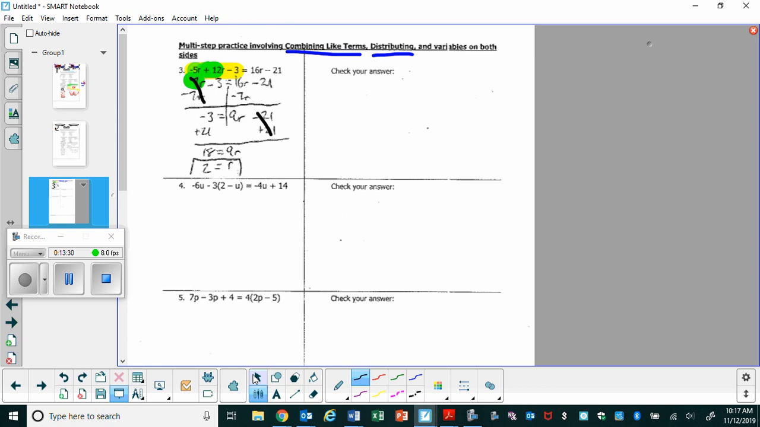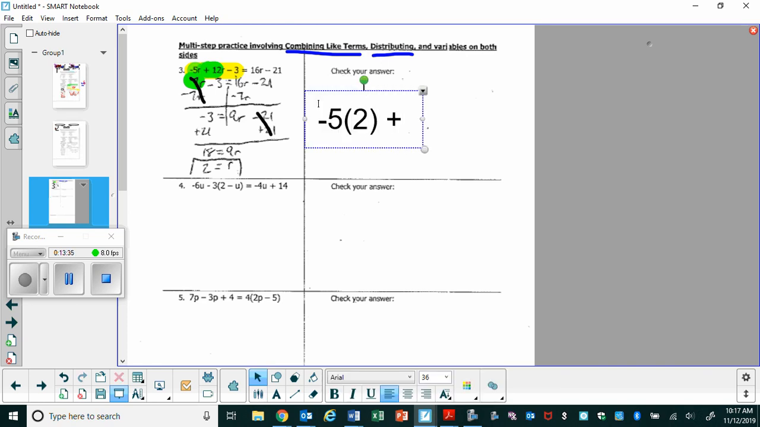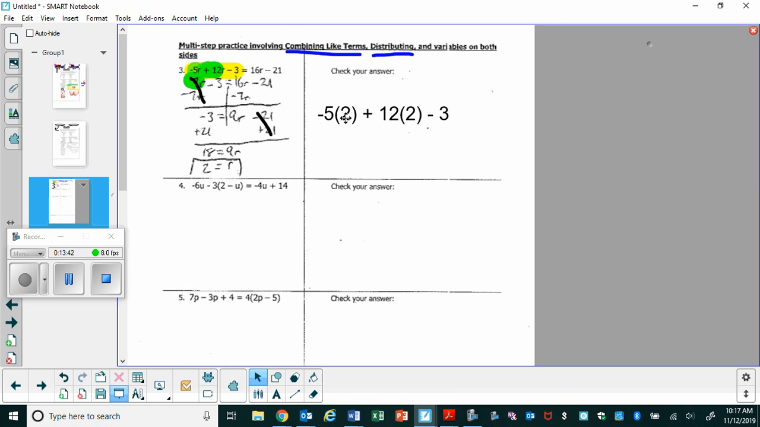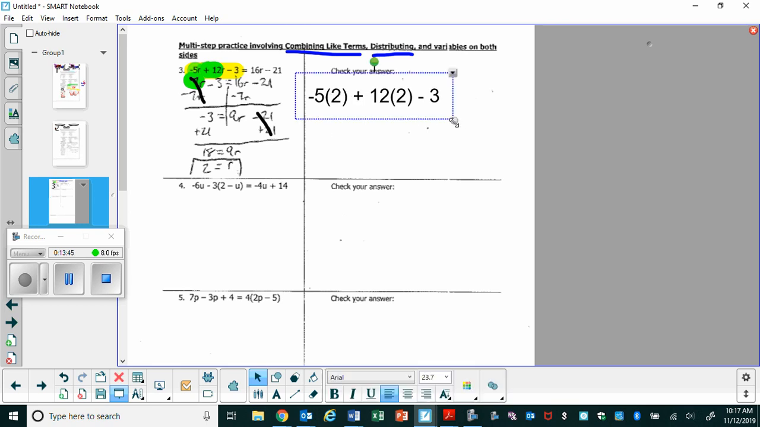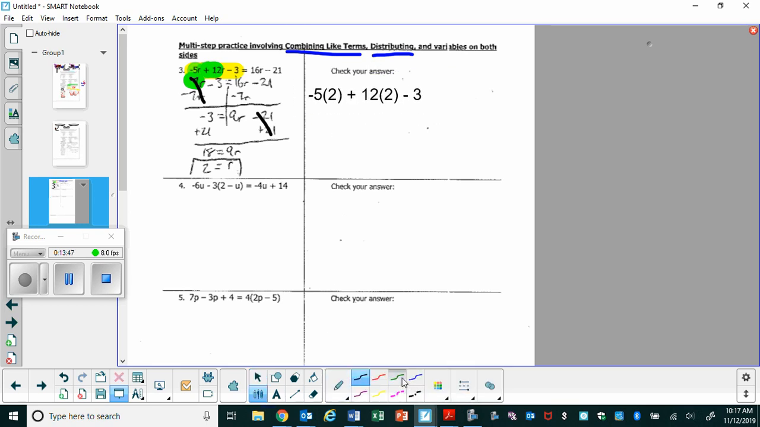So now let's check this work. We had negative 5 times 2 plus 12 times 2 minus 3. That's one side. That's the original expression, and we're plugging in our 2. And when we plug this in, now let's simplify to see what we get on this side. This is going to be a negative 10. This is going to be a plus 24. And then we're going to have minus 3. So negative 10 plus 24 would be 14. And 14 minus 3, we're going to get an 11 on this side when we simplify.